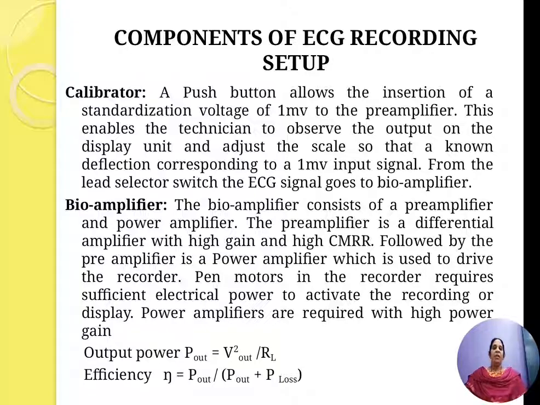The bioamplifier consists of a preamplifier and a power amplifier. The preamplifier is a differential amplifier which has very high CMRR and very high gain. Followed by the preamplifier is a power amplifier which is used to drive your recorder. Pen motors in the recorder require sufficient electric power to activate the recording or the display, so power amplifiers are required with very high power gain.